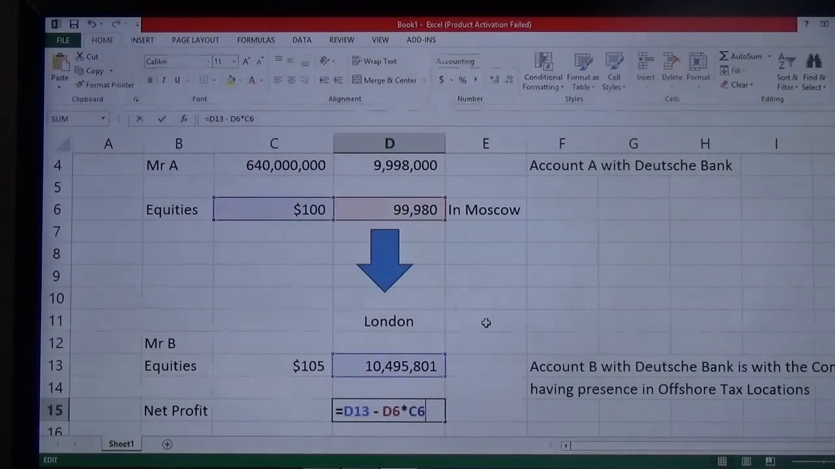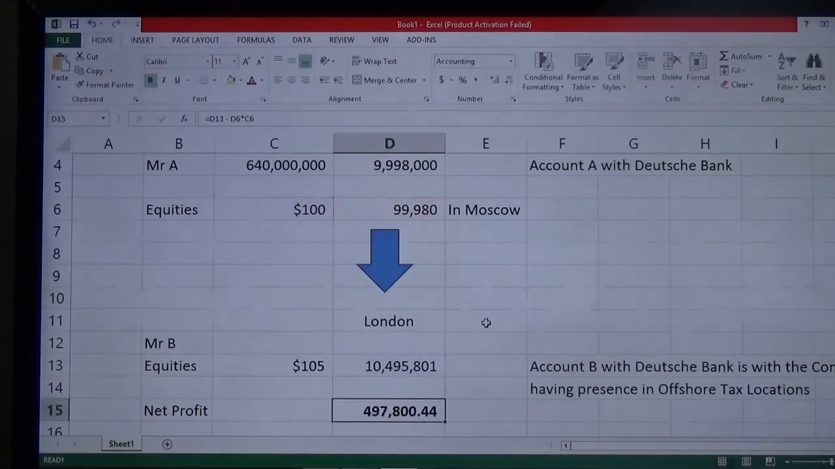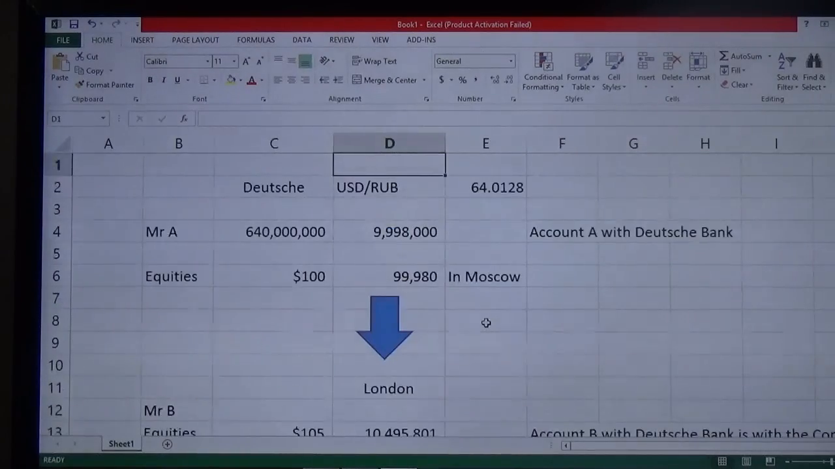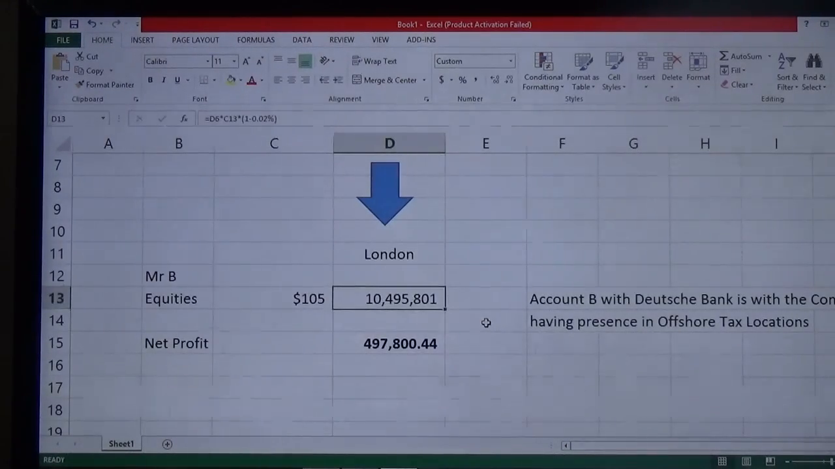The gain is how much? Selling value minus the buying value. But again, repeating, the particular person is not concerned about that. He is not bothered about that, because he is saying that I was having Russian rubles which I converted into dollars. Those dollars were used to buy Microsoft, and that way I now have dollars, GBP, yen, euro and all such currencies in my offshore tax location.